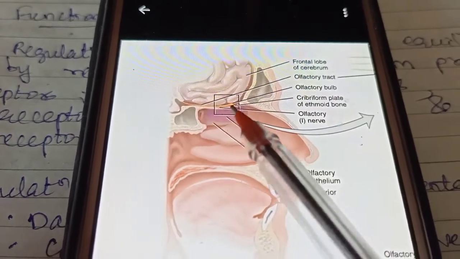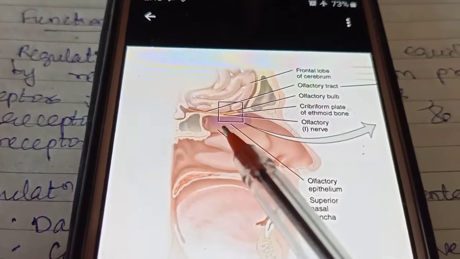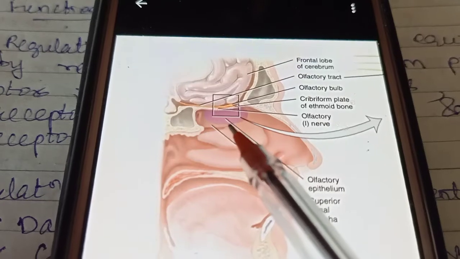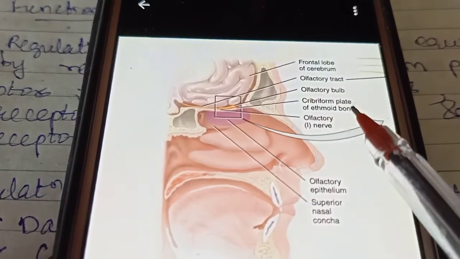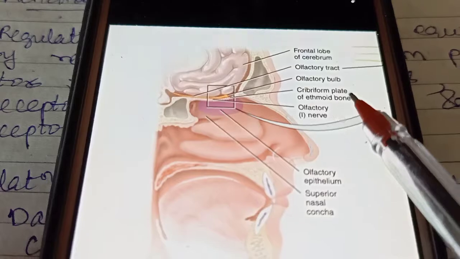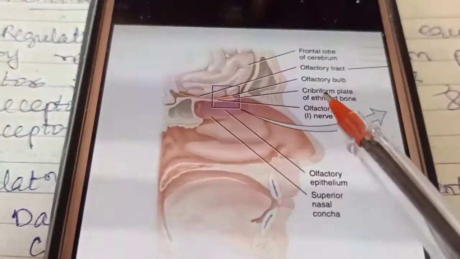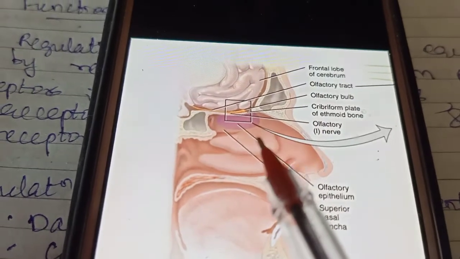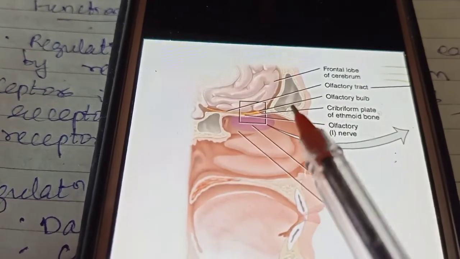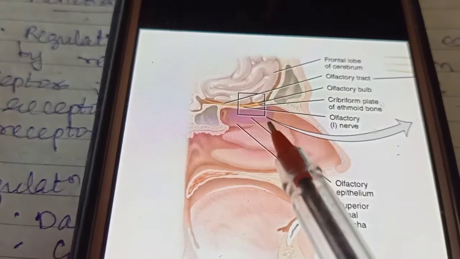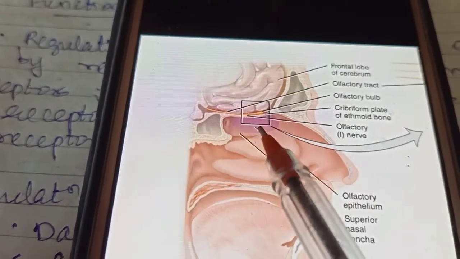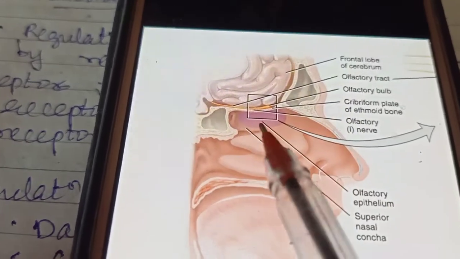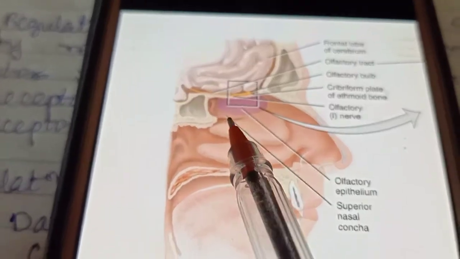So it is occupying the superior part of the nasal cavity, inferior to the cribriform plate of the ethmoid bone. There is one plate in the ethmoid bone which is known as the cribriform plate. The olfactory epithelium is along the inferior surface of the cribriform plate, and it extends along the superior nasal concha.